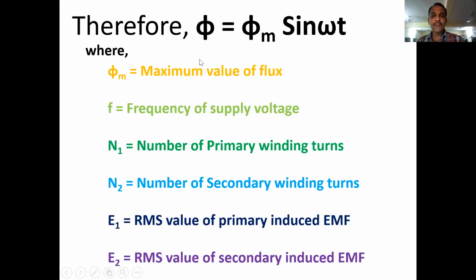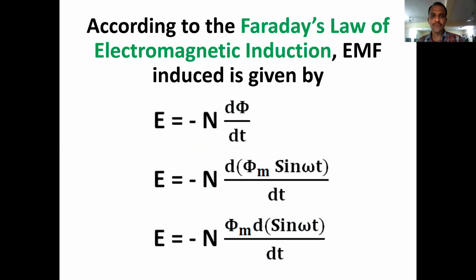The equation of that alternating flux is given by phi equals phi m sine omega t, where phi m stands for the maximum value of the flux. In the equations, we are going to come across certain symbols or alphabets like f, which stands for the frequency of the supply voltage. N1 is the number of turns of the primary winding. N2 is the number of turns of the secondary winding. E1 is the RMS value of the primary induced voltage, and E2 is the RMS value of the secondary induced voltage. With this, we continue with the derivation of the EMF of the transformer.